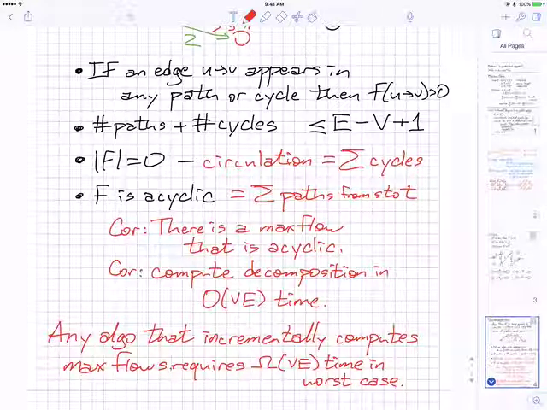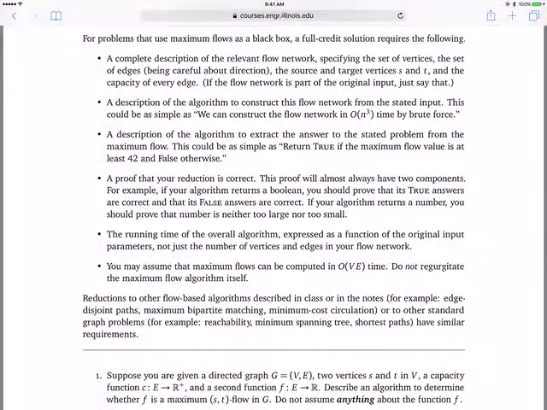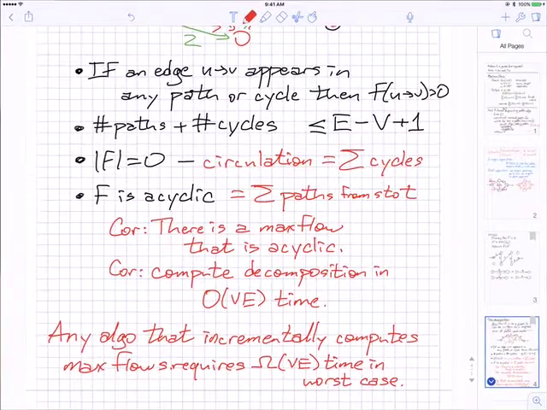So one of the things that you'll see if you look at the homework is this: you may assume that maximum flows can be computed in VE time. It's a black box here. Okay. So that's what you write on your cheat sheet. You just say, by Orlin's algorithm, or just because Jeff said so, VE time. Okay.